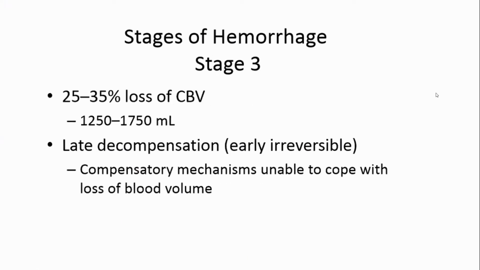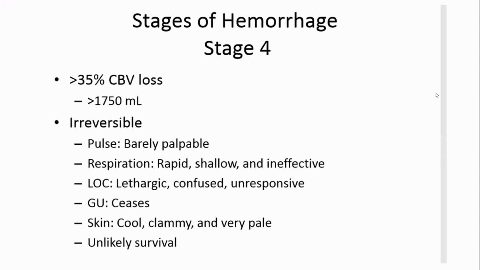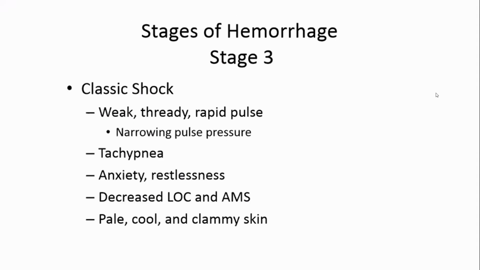When the patient comes to stage 3, which means 25 to 35% of blood is lost, this is classified as late decompensation, and it is an early irreversible phase, because once the patient goes into stage 4, the patient will be in an irreversible stage. So the patient will likely have a poor outcome, and here the compensatory mechanism of the sympathetic nervous system is unlikely to restore homeostasis in the body. And the patient will have the classical signs of shock: weak, rapid pulse, tachypnea, anxiety, restlessness, decreased level of consciousness, and the patient obviously will have pale, cool, and clammy skin.